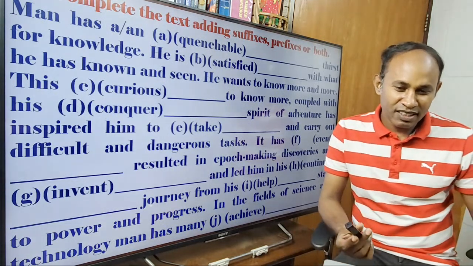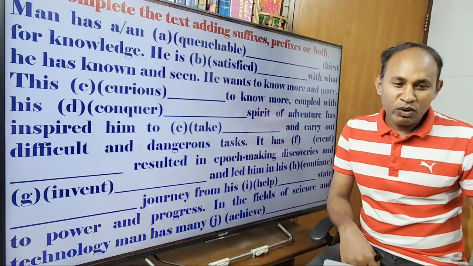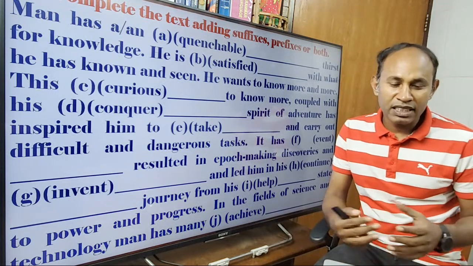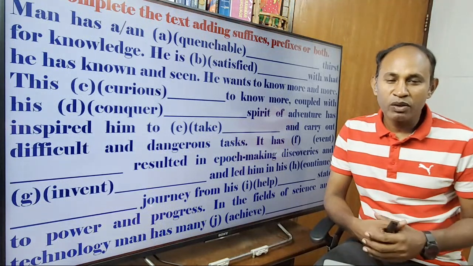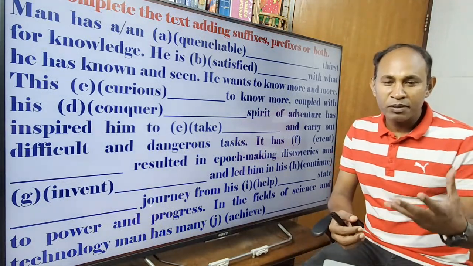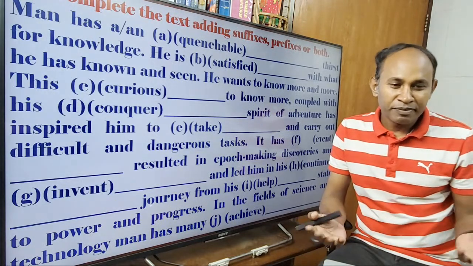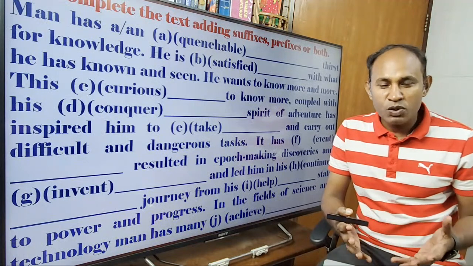Unquenchable means what? Thank you. I will explain that, of course. Unquenchable means actually that which cannot be satisfied. We often say quenchable thirst. Quenchable thirst means a thirst that can be satisfied. Unquenchable means actually a thirst that cannot be satisfied. So man has an unquenchable thirst for knowledge.